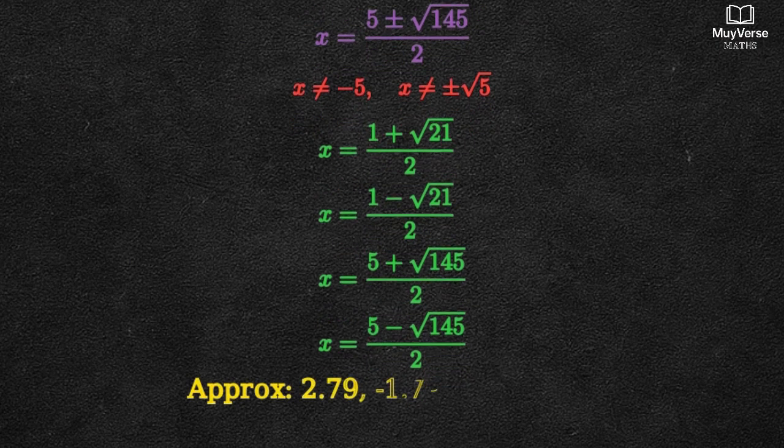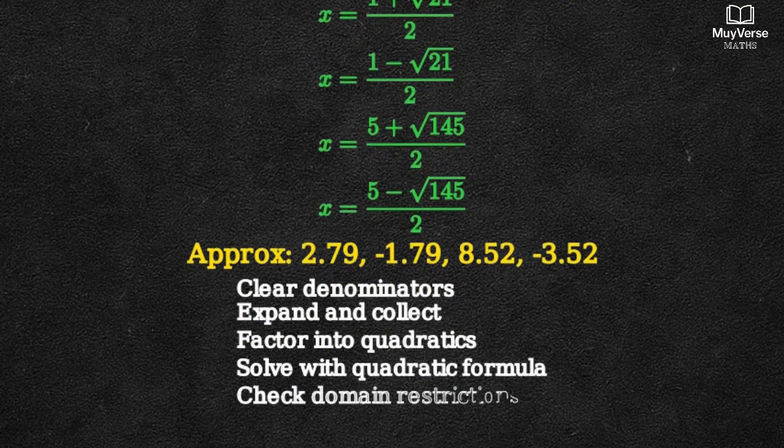For a quick numerical sense, these are approximately 2.79, negative 1.79, 8.52, and negative 3.52. This matches our algebraic results and respects the domain restrictions. In summary, we cleared denominators, expanded carefully, collected like terms, factored the quartic into two quadratics, solved each with the quadratic formula, and checked domain restrictions to finalize the solution set.